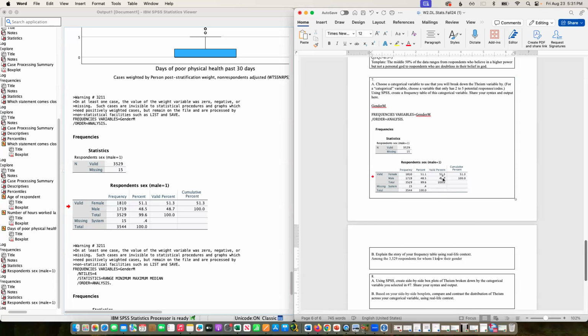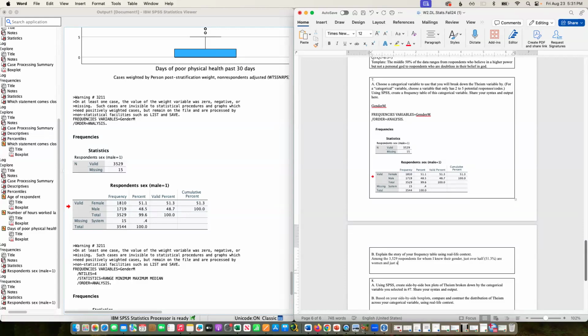Percentages are going to be a little easier to interpret. You can also see that we're going to use valid percent and not percent, because the percent includes these missing ones where we don't know their gender. So of the people whose gender we know, just over half, 51.3%, are women, and just under half, 48.7%, are men. Okay, so that's all I need to do for that one.